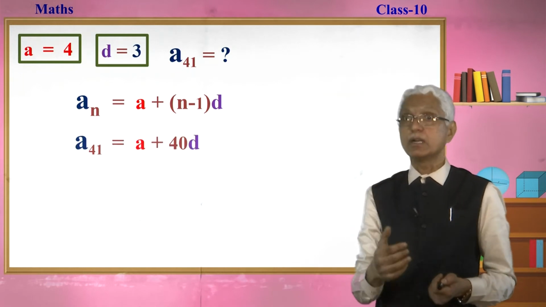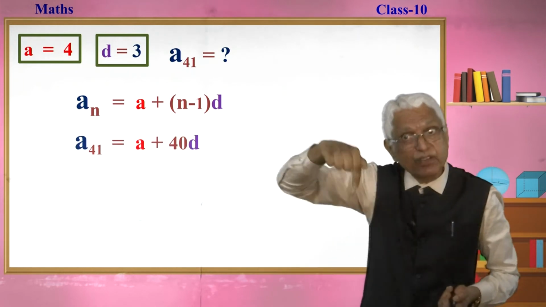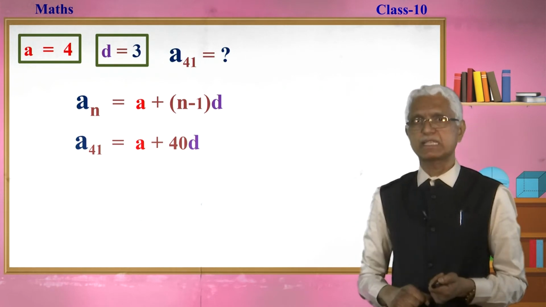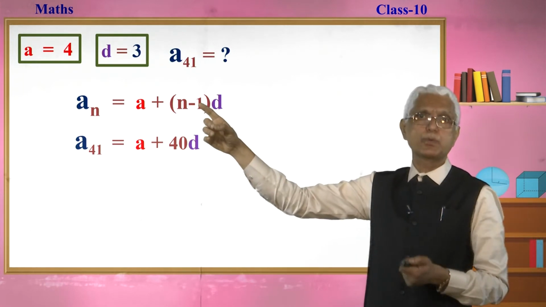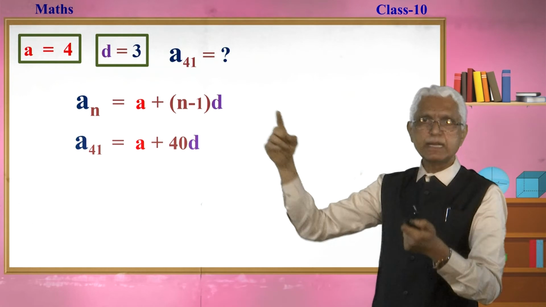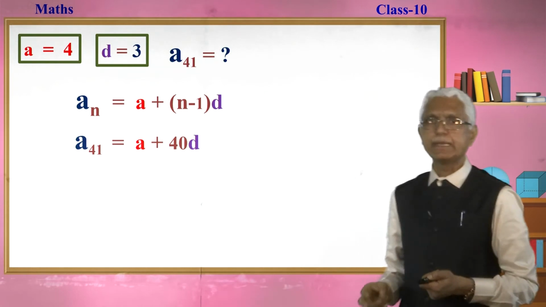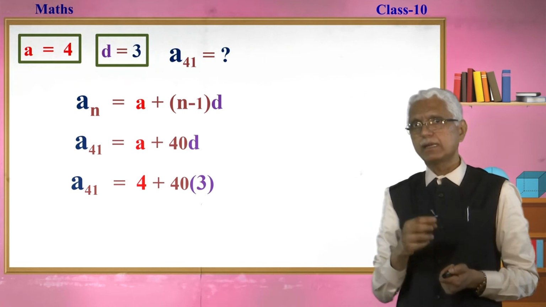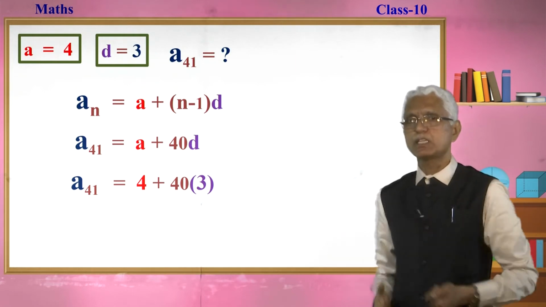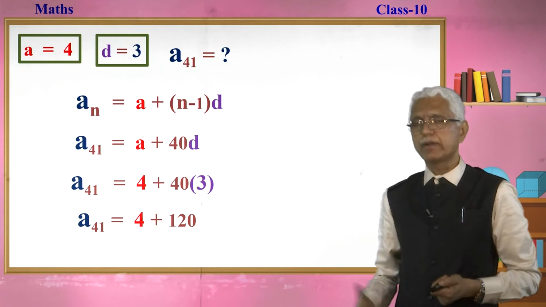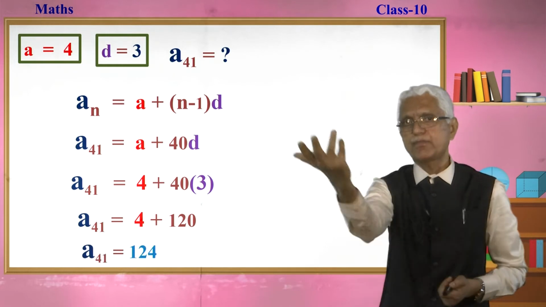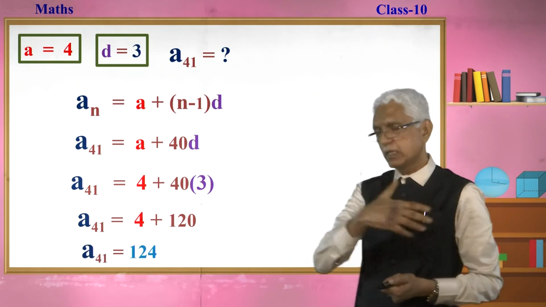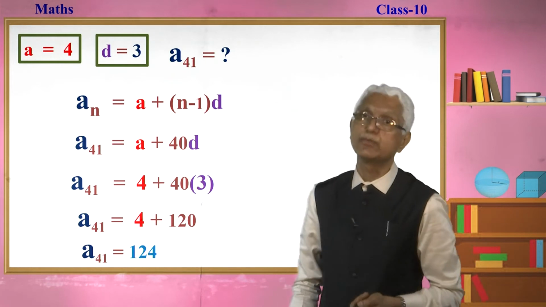a41. Why did I put 41? I want the 41st term. So, I will put 41 in place of n. In place of n, what are you supposed to put? 41. 41 minus 1 is 40. So, a plus 40d, right. a is 4, you have calculated. d is 3, just substitute. 40 into 3 is 120, 120 plus 4 is 124, a41 is 124. Therefore, the 41st term is 124.